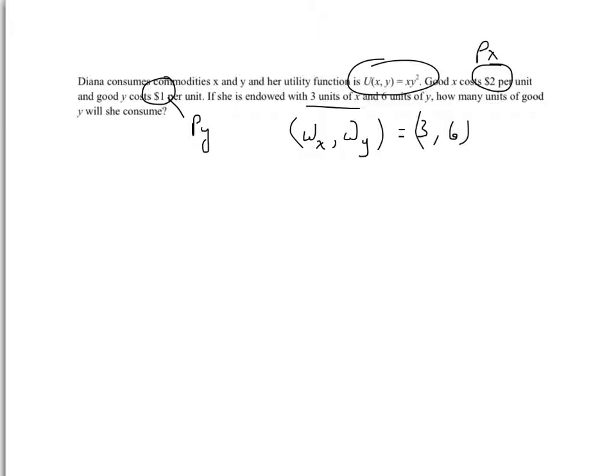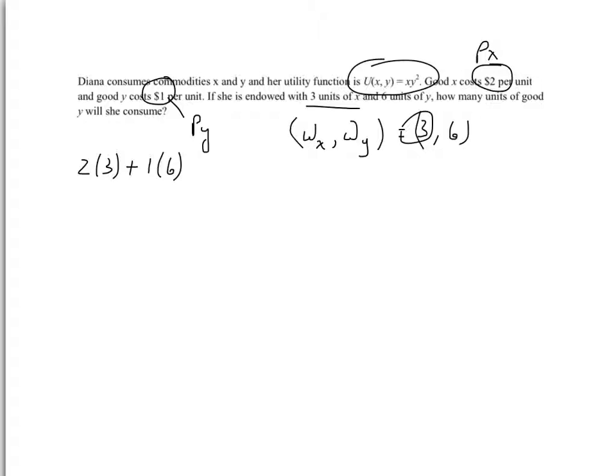Okay, so that's our endowment, and we're asked to find essentially the optimal amounts of x and y that she will consume. So first we need to set up her budget, and so her budget is going to be $2 times 3. She's got a price of 2 on x, and she has 3 units of x. And we have $1 per unit of y, and she's endowed with 6 units. So the value of her endowment is 6 plus 6 or 12, and that's what her potential spendable income is. We sometimes call this the potential income.